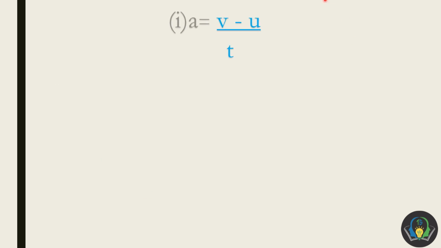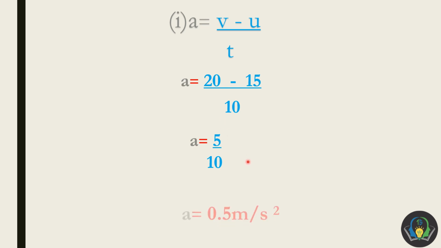The formula of acceleration is v minus u upon t. Substituting all of them, 20 minus 15 upon 10, which will give us 5 upon 10, which is nothing but 1 by 2, and in decimal digits we express it as 0.5 meter per second square. This becomes our first part of the numerical, that is acceleration. Now we shall go ahead with the second part, that is finding distance.